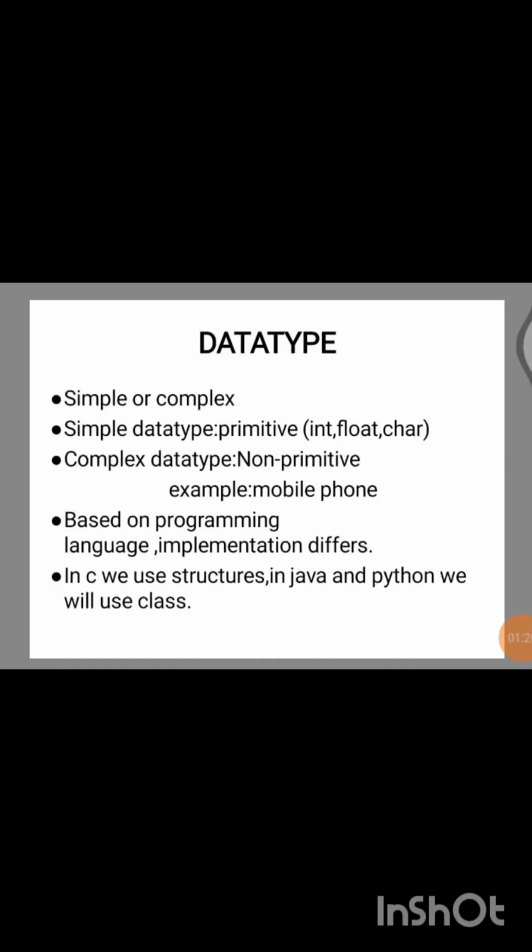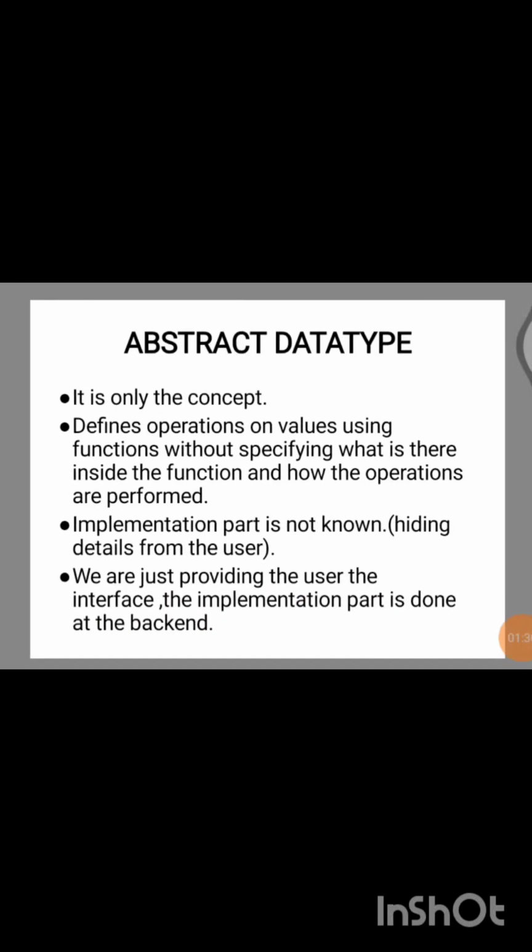In different programming languages, the implementation will differ. For example, in C programs, they use structure. In object-oriented programs, they use class and objects.